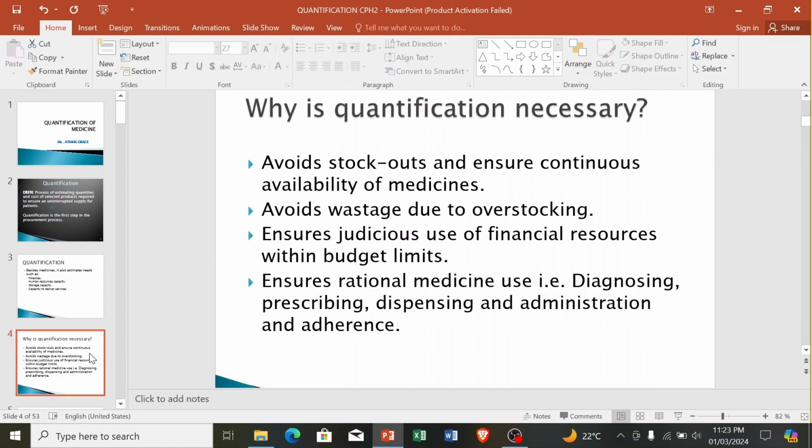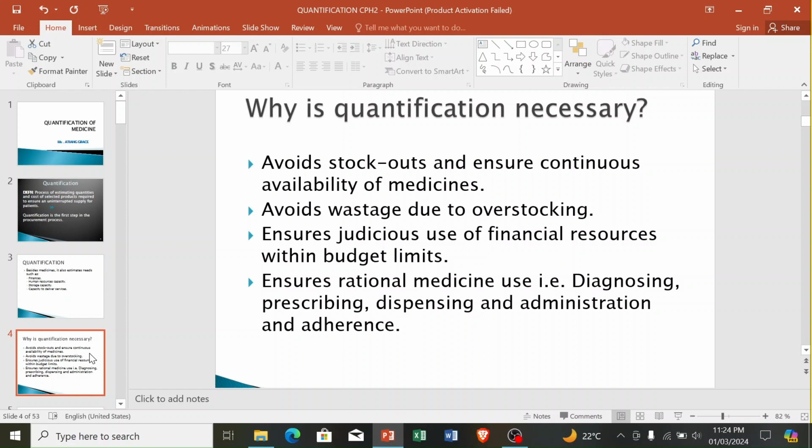So why is quantification necessary? We need to estimate quantities because it avoids stockouts and ensures continuous availability of medicines. We don't want medicines to run out in the store or in the facility, because it will reduce the productivity of the staff, because they will have ideally nothing to do. If the medicines and medical supplies are not present, with all the knowledge and skill they have, they cannot perform anything.